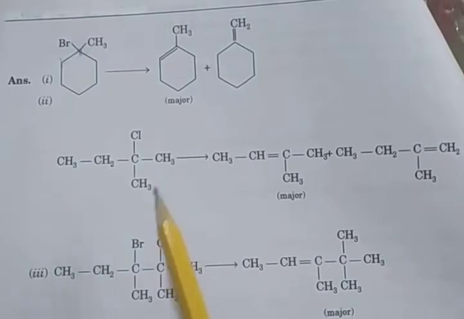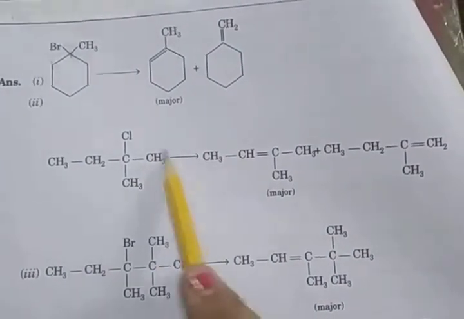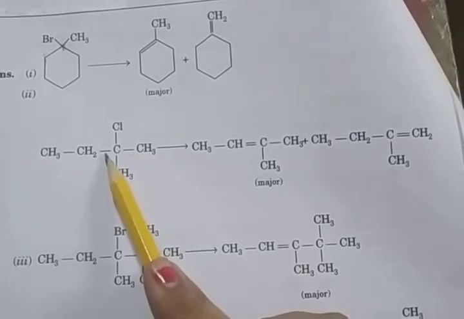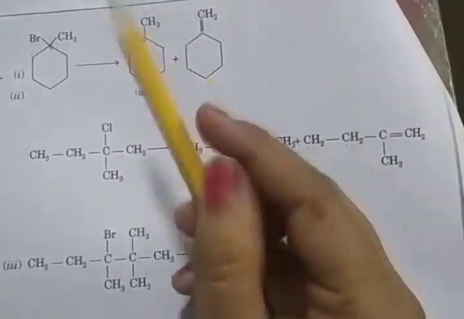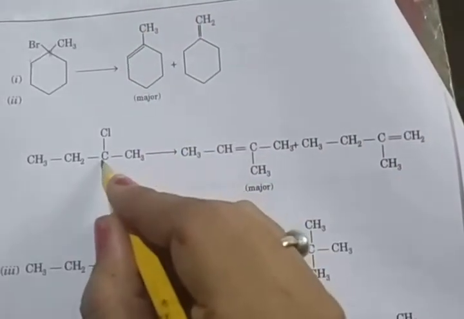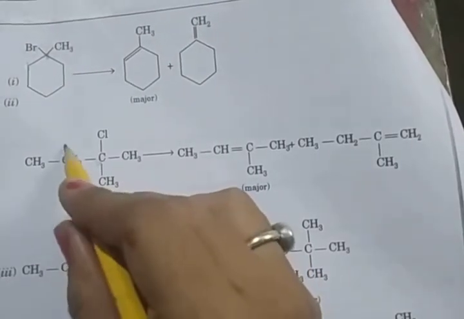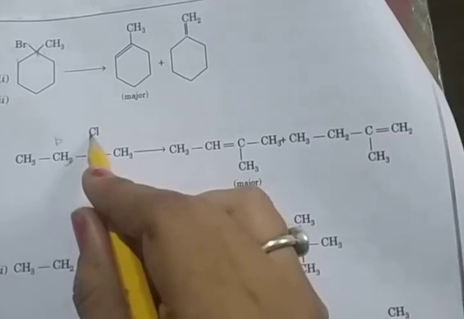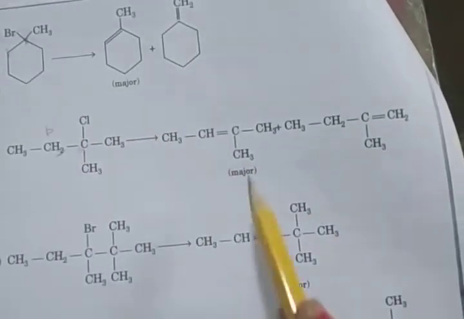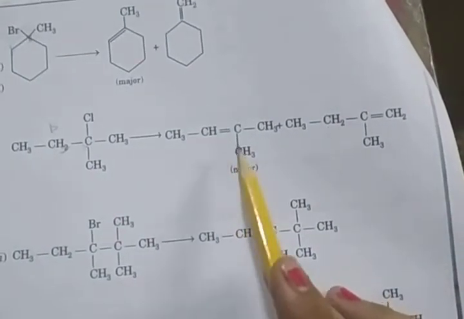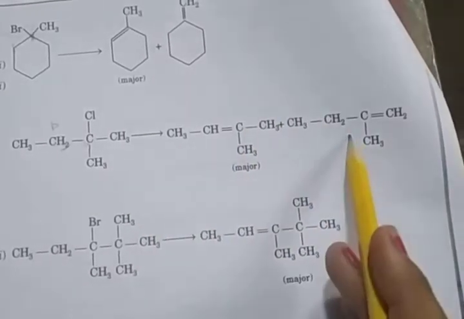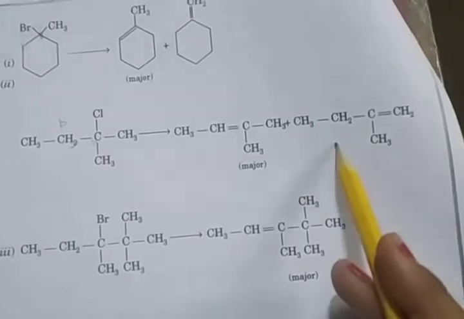Then the second compound given is 2-chloro-2-methylbutane. Which is the major product? Here you see the halogen is attached to this alpha carbon and the next carbon is beta. So at this position hydrogen is removed and at this position Cl. The double bond forms at the second carbon as the major product, and one product is minor.